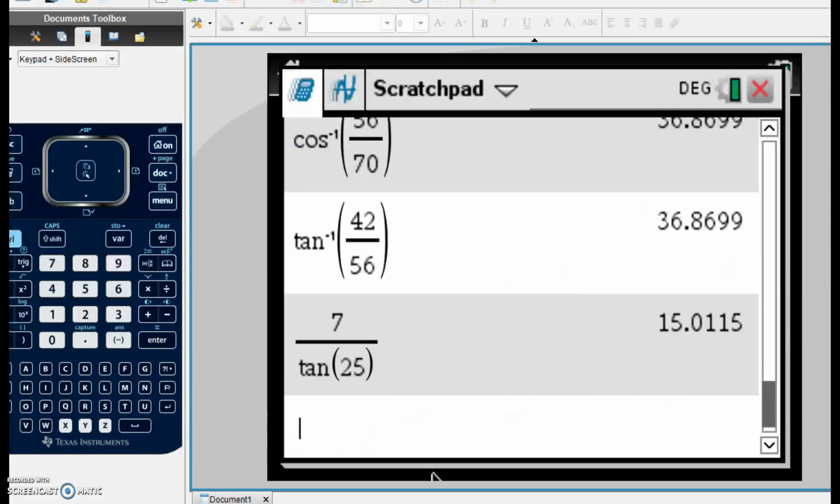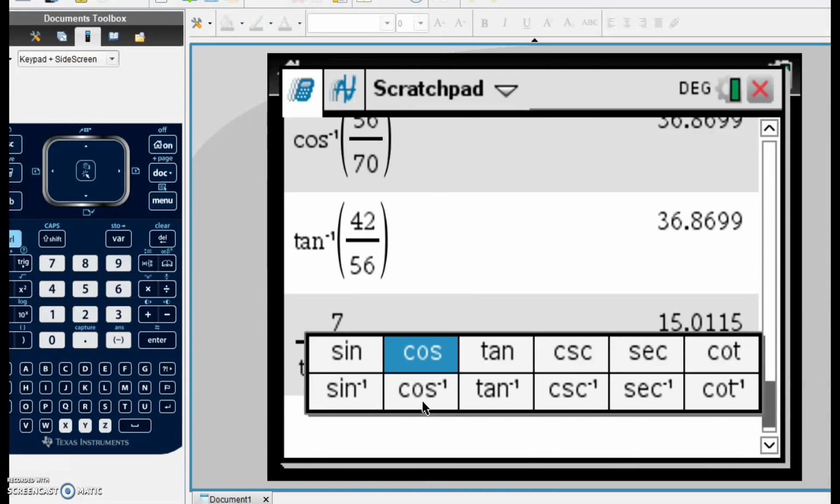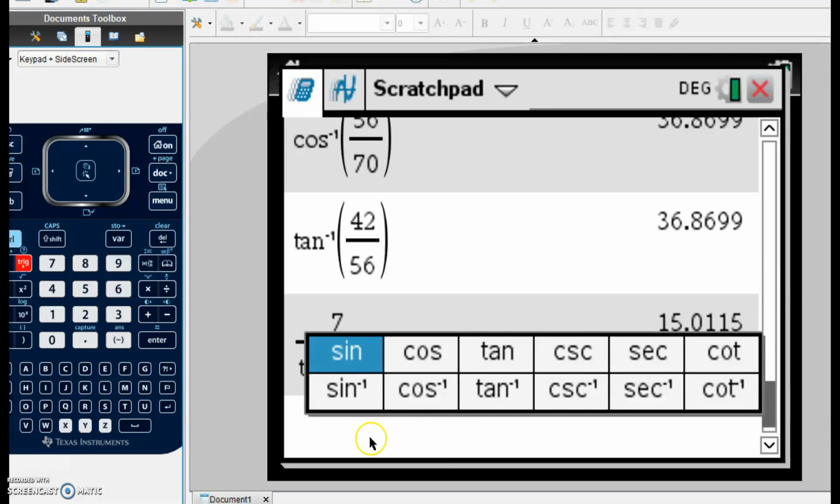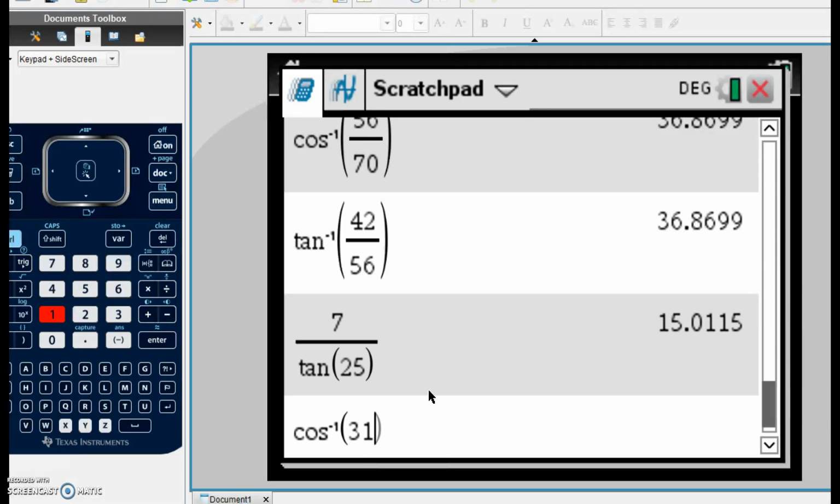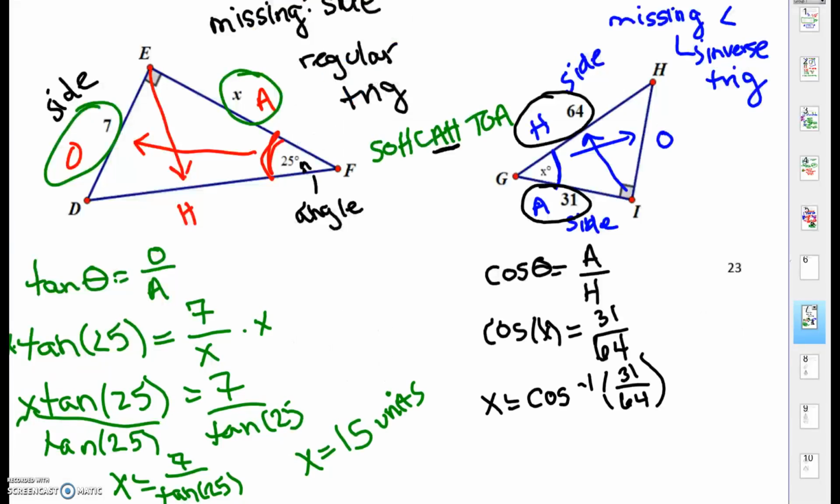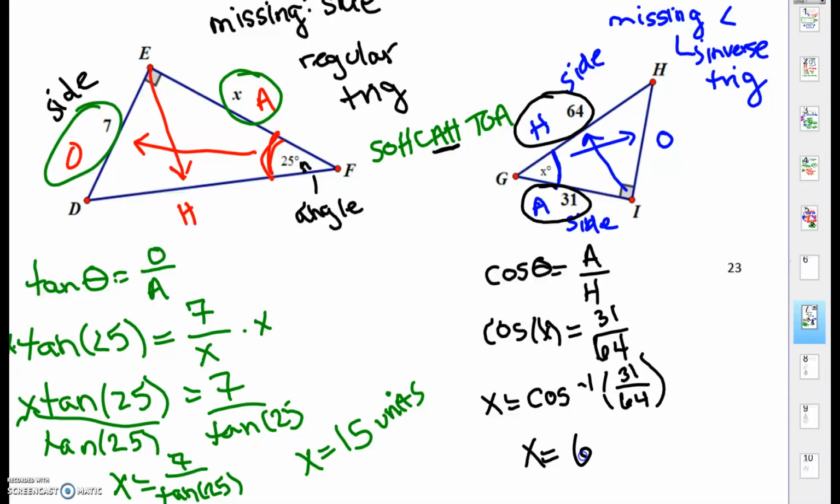So now we're going to go to our calculator, and I'm going to use my trig button and choose cosine inverse. Trig, cosine inverse, 31 divided by 64. And I get 61.0285, or if we're rounding to the first decimal place, X equals 61 degrees. So that means the measure of angle G is 61 degrees.